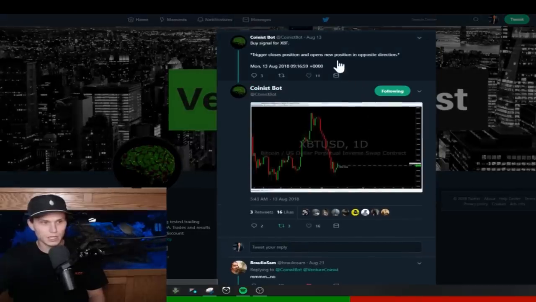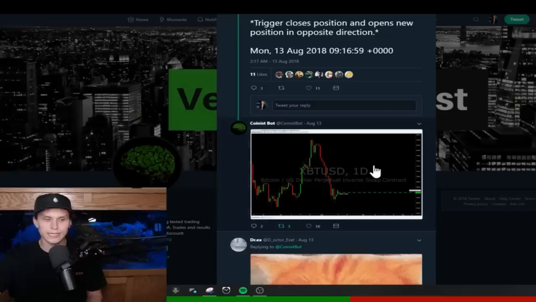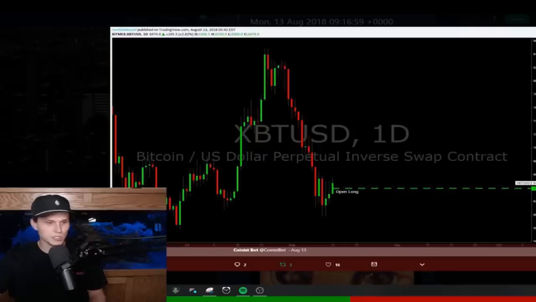So back here on August 13th, right, buy signal for XBT, or the perpetual swap Bitcoin product, trigger closes position and opens new position opposite direction, right? So if it's a buy signal and there's a short position already open, it's going to close the short position and then open a long position at that price, right? So it's time stamped right here, 2:17 a.m., August 13th. And then I insert a chart just to help you guys visualize, because I know some people get tripped up by that wording.